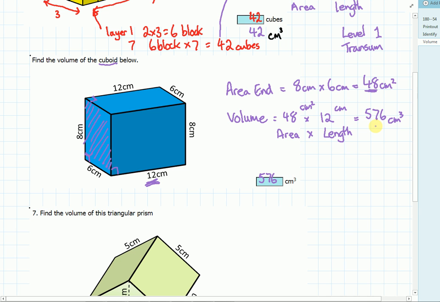If you ever come across a question where the units have been changed, maybe this was in 60 millimetres, convert first. Make sure all your units are correct and in the same units. Okay, so you can now do level 1 and level 2 work.